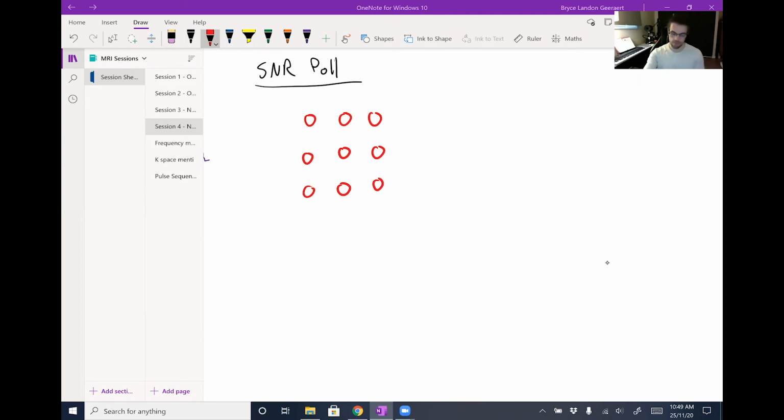Okay, so first, what happens to our SNR, if all other things are equal, if we increase our voxel size? The correct answer there is our SNR will increase rather than decrease, which most of you got, so well done there. Okay, so yeah, question 1, SNR increases.